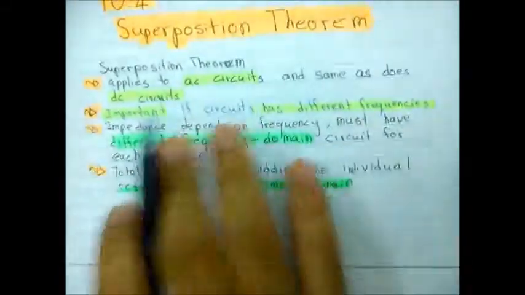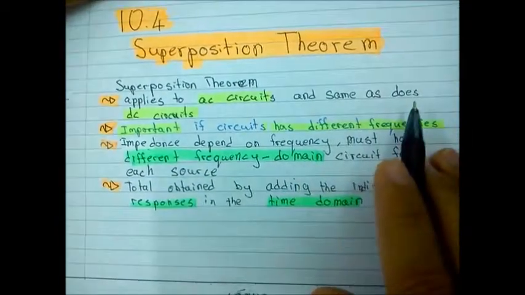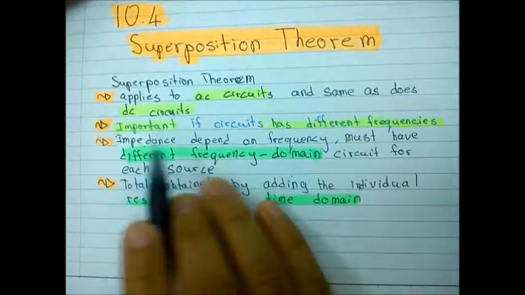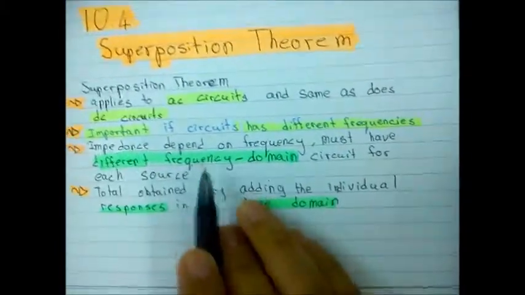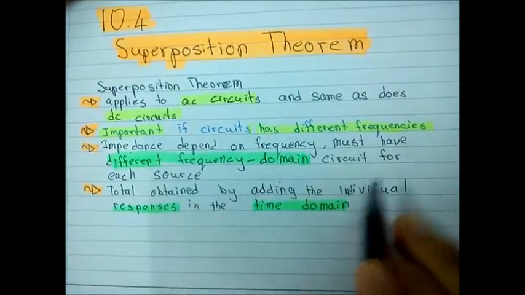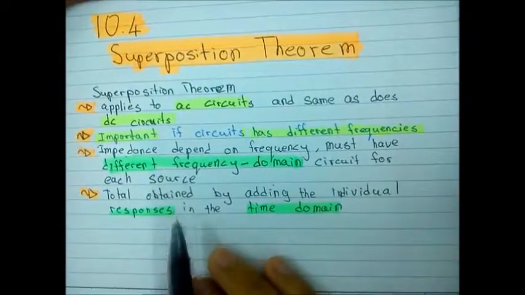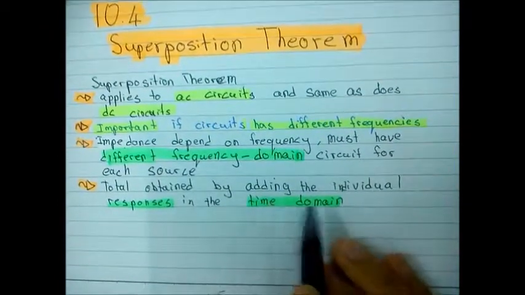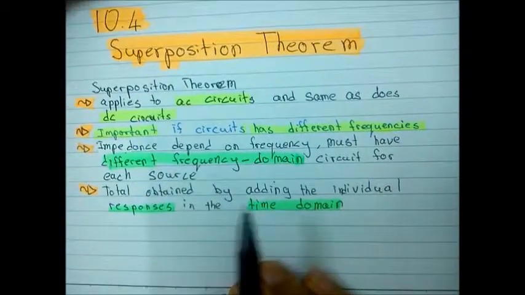I will talk about the superposition theorem, about the theory first. It's applied to AC circuits and is the same as for DC circuits. It is important if the circuit has different frequencies. The response depends on frequency, so we must have a different frequency domain circuit for each source. The total is obtained by adding the individual responses in the time domain.